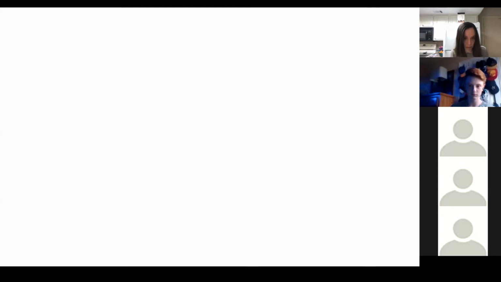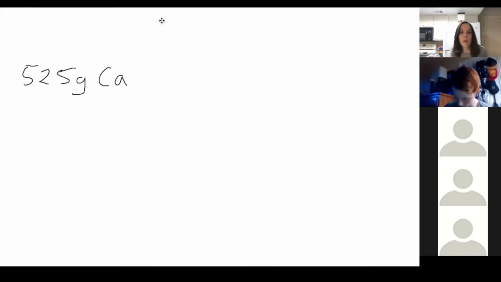Okay, so we have 525 grams of calcium. And they're going to ask us to go from grams to moles. So in the other example I showed you, we went from moles to grams, and this time we're going to go from grams to moles. So it's just the reverse of what I showed you.